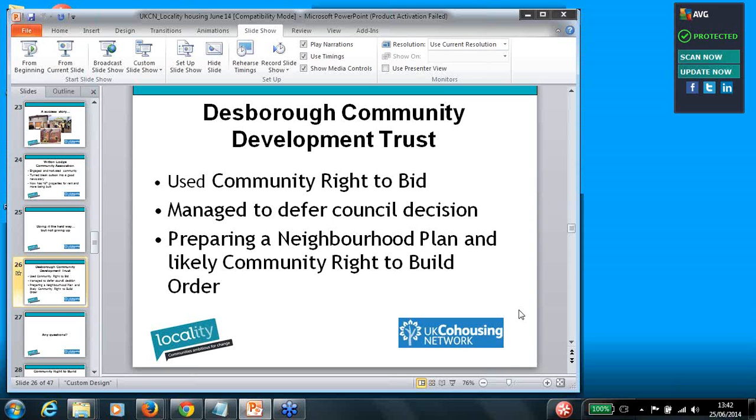If anybody's interested in more information on community right to bid, I suggest you go to www.mycommunityrights.org.uk or get in touch with myself after the webinar.